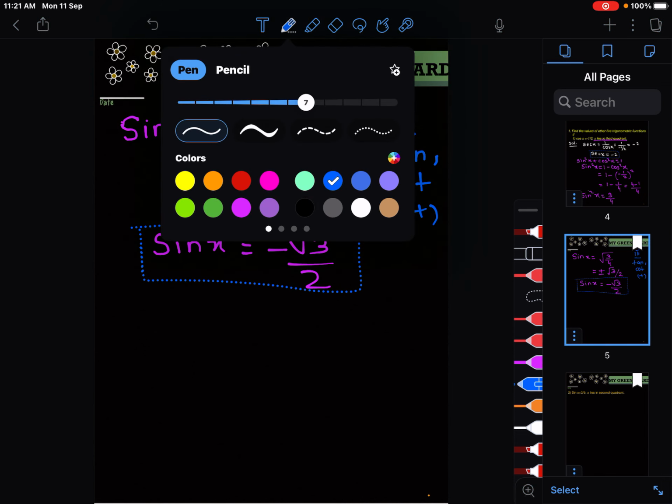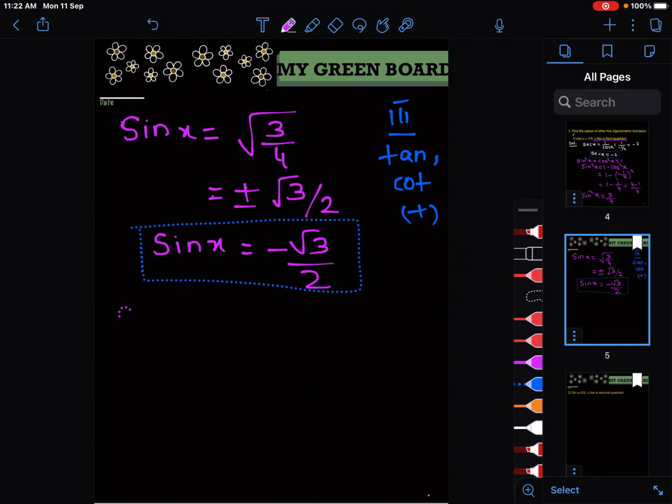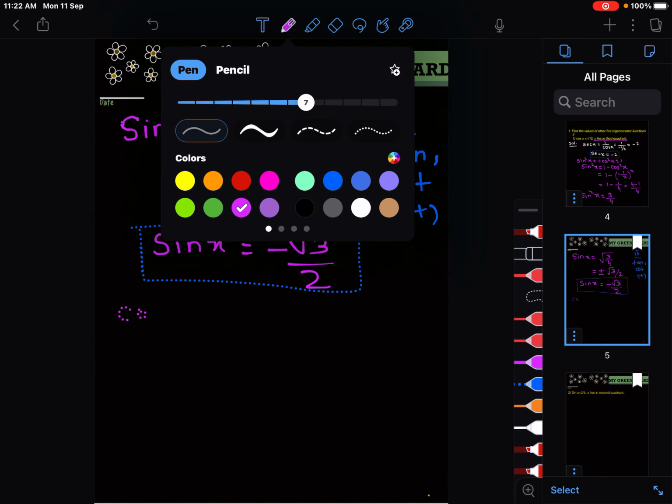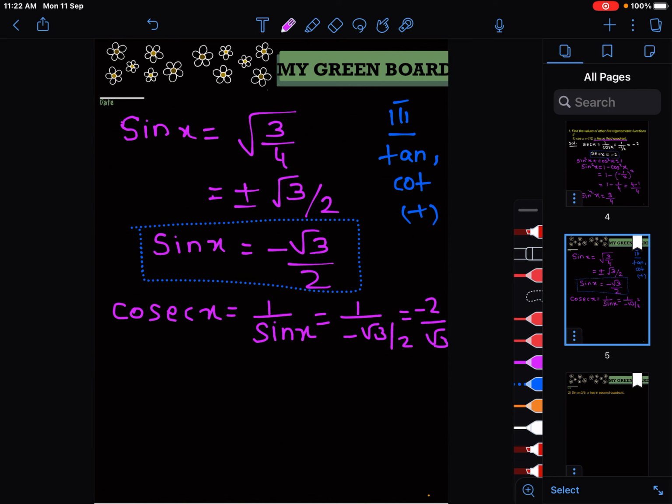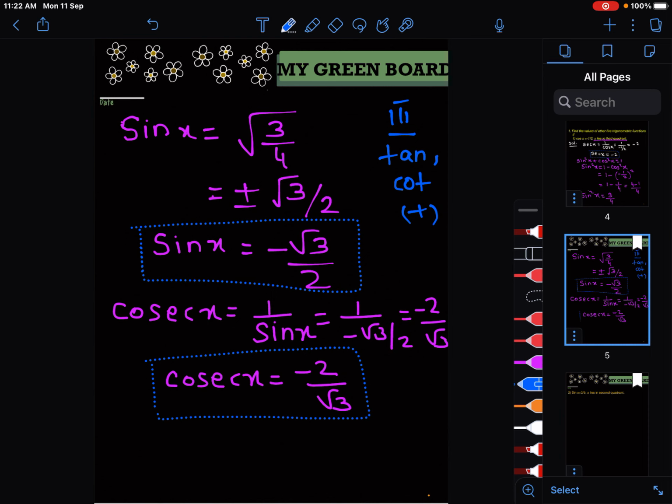Now next we are going to take cosec x. Cosec x is equal to 1 by sin x. So just write the reciprocal of this: 1 by minus root 3 by 2. You will get the answer as minus 2 by root 3. So we have cosec x equal to minus 2 by root 3. This function we have also got. Let's mark all of this.